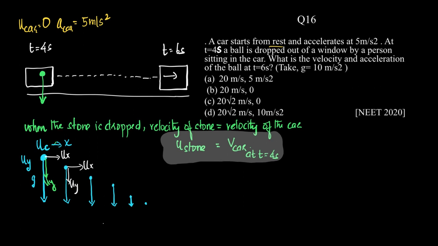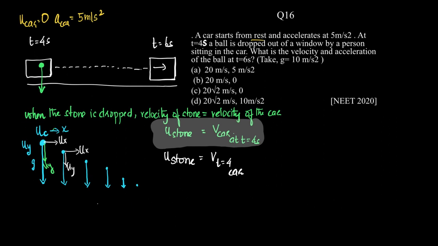See, it means that the initial velocity of the stone when being dropped will be equal to v of car at t is equal to 4 seconds. So at this point, the object has a velocity ux, which is v at t is equal to 4. V at t is equal to 4 of what? Of the car. Let us first find out that.